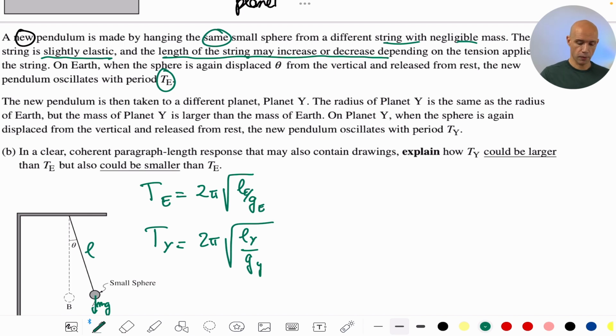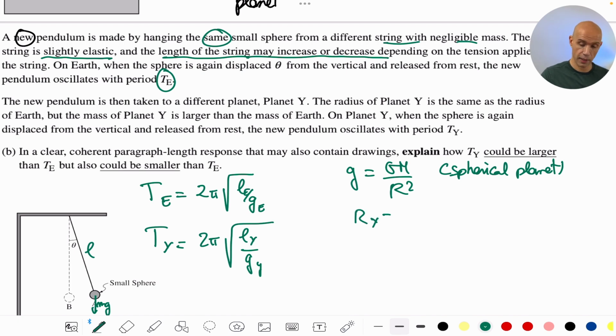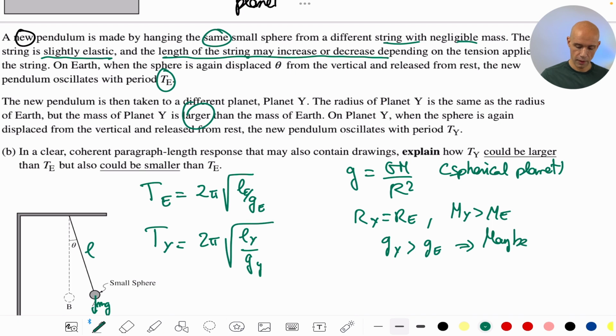So let's proceed as before. We remember that this is the gravitational force for a spherical planet, and there's the acceleration on the surface of a spherical planet. So in this case, what do we have? The radius of y is the same as the radius of Earth, but the mass is larger. So you can see that the gravity on y is going to be greater than on E. And this would tell us that maybe the period on y is less than the period on E, because we divide by a larger number, right?